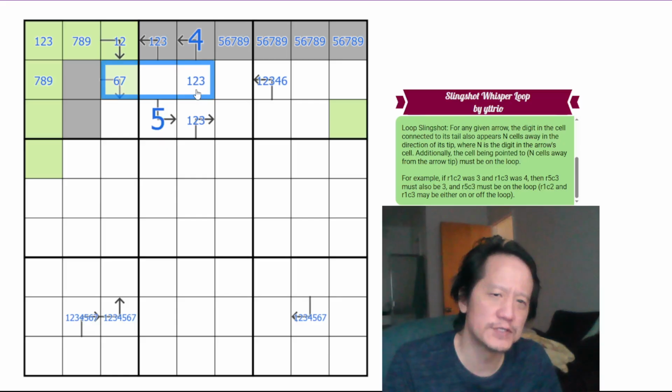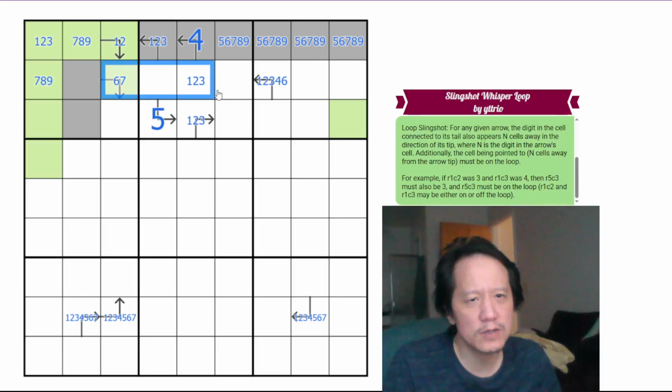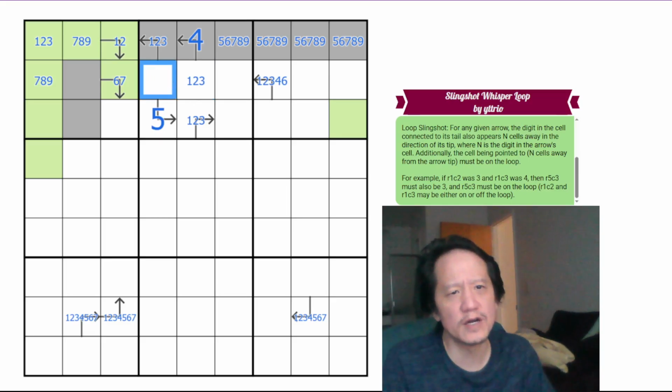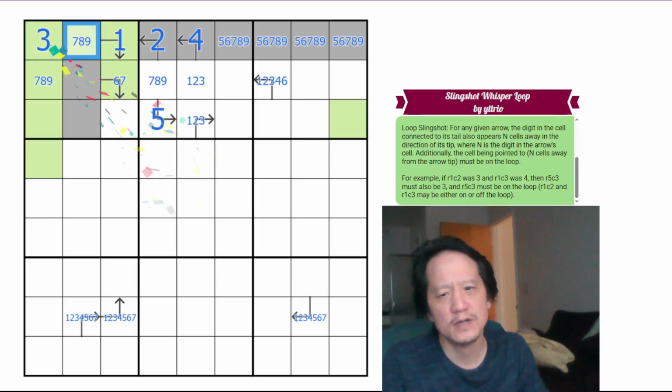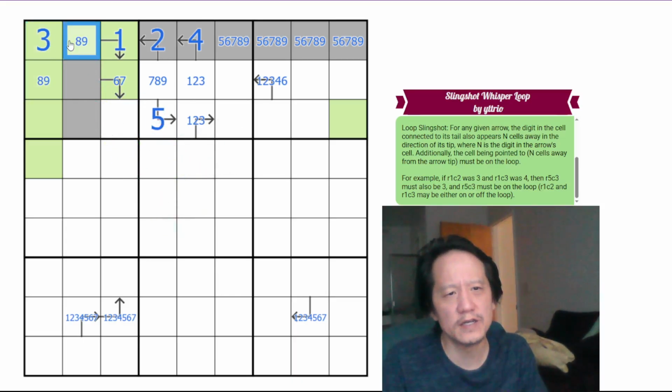If it went this way, that would not work, because this would be low, and this would have to be high. And this is guaranteed to be low to be there. So this must be a high. So it must be 7, 8, and 9, which forces this to be a 2. So this is 1. This has to be a 3, which would be next to 8 and 9.